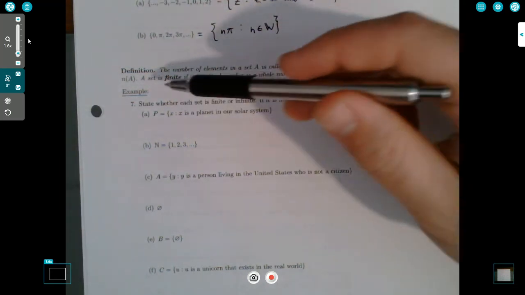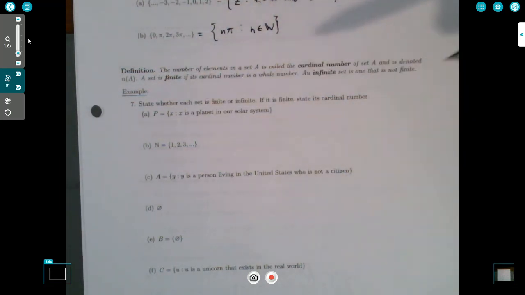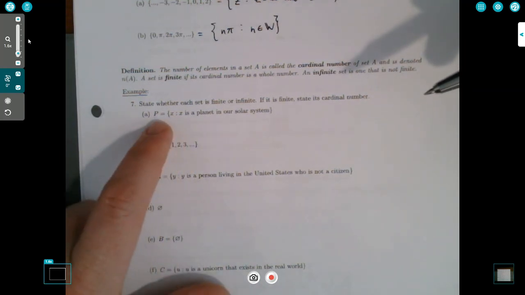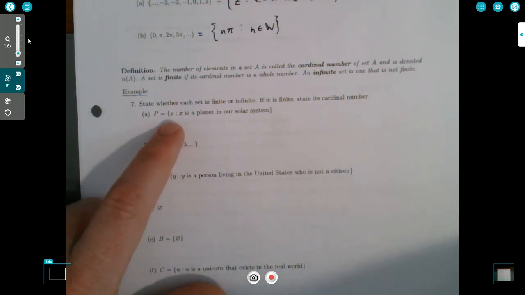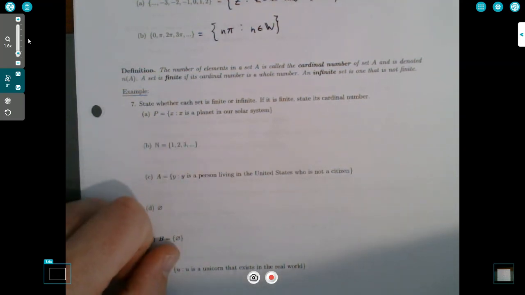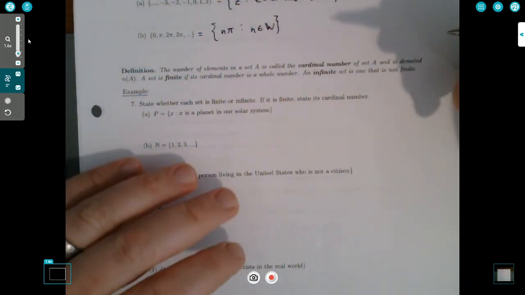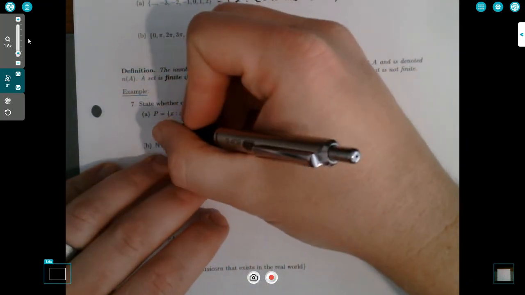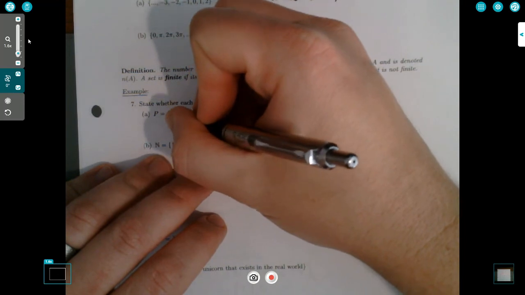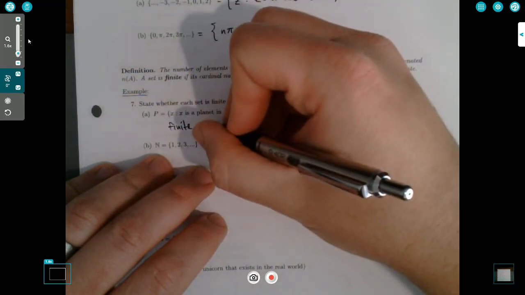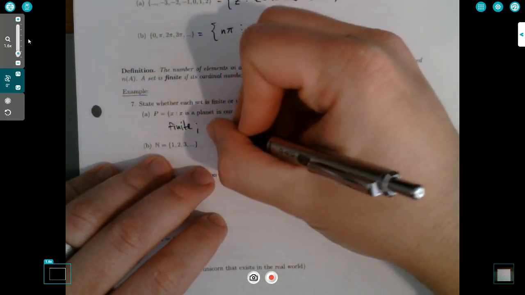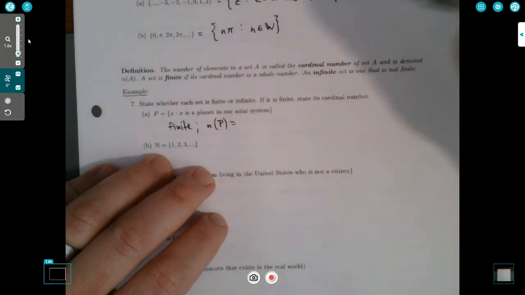So example 7 says, state whether each set is finite or infinite. If it is finite, state its cardinal number. So this first one, P, is the set of all x, where x is a planet in our solar system. Ooh, there's some controversy here. This is definitely a finite set. So it's finite. Its cardinal number, n of P.